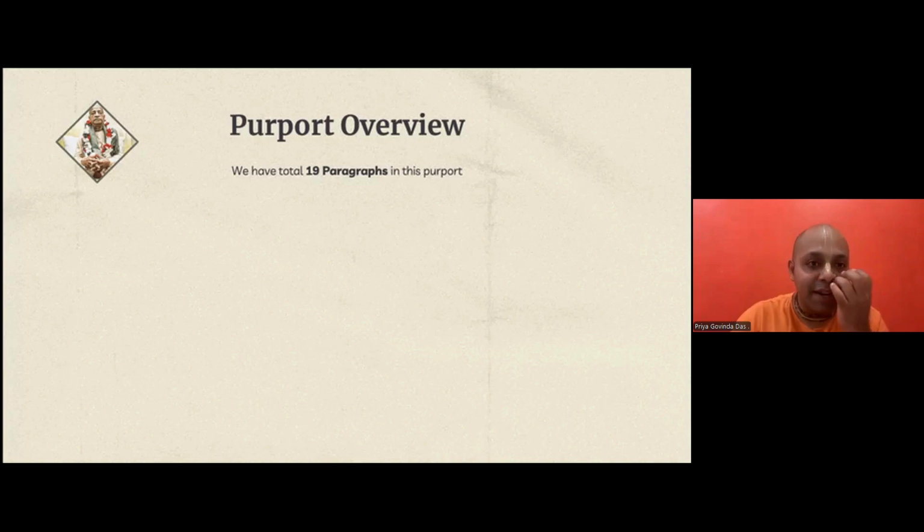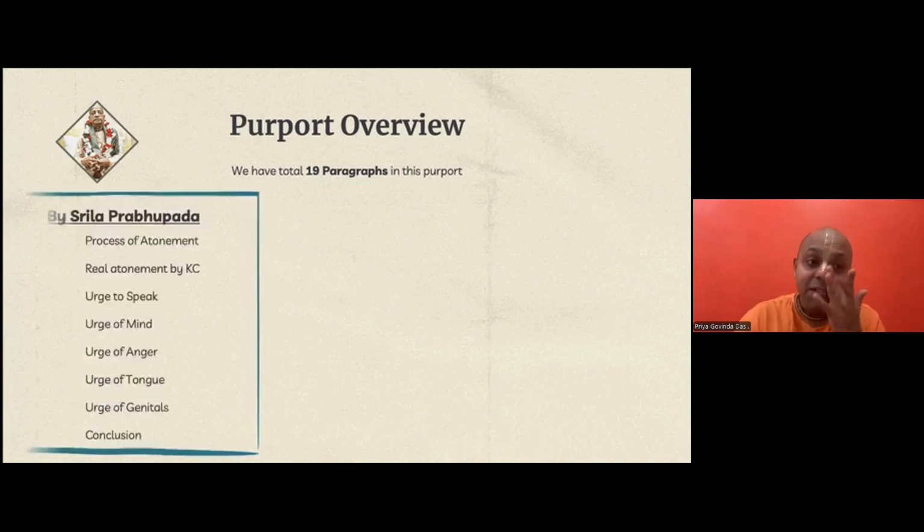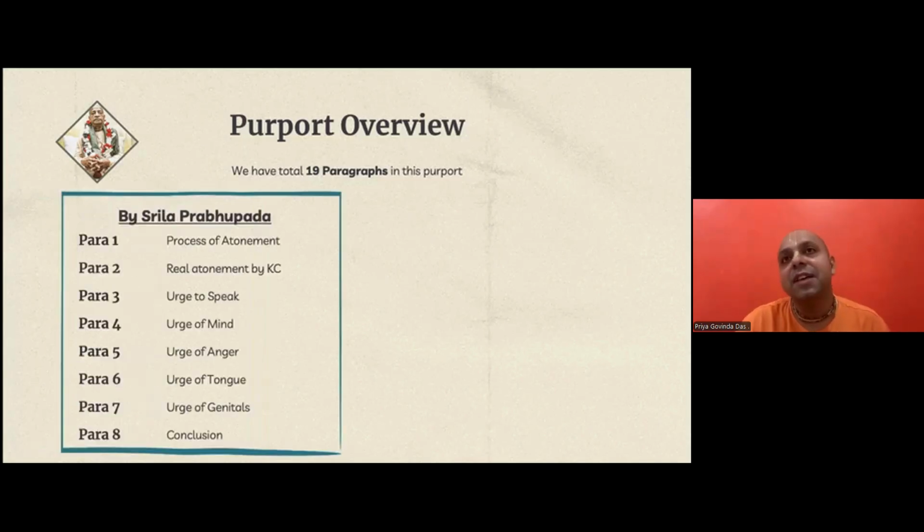So there are total 19 paragraphs in this purport, in which Srila Prabhupada gives his commentary. In the starting 8 paragraphs, in the first paragraph he talks about the process of atonement. The second talks about real atonement by Krishna consciousness. Why Prabhupada talks about these things, you will see. Prabhupada did not start directly with the urge to speak. Why did he not start directly? Why did he start with the process of atonement and real atonement by Krishna consciousness?